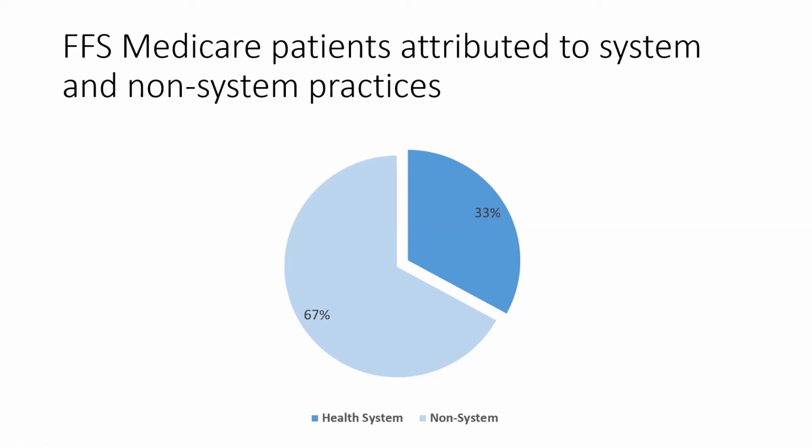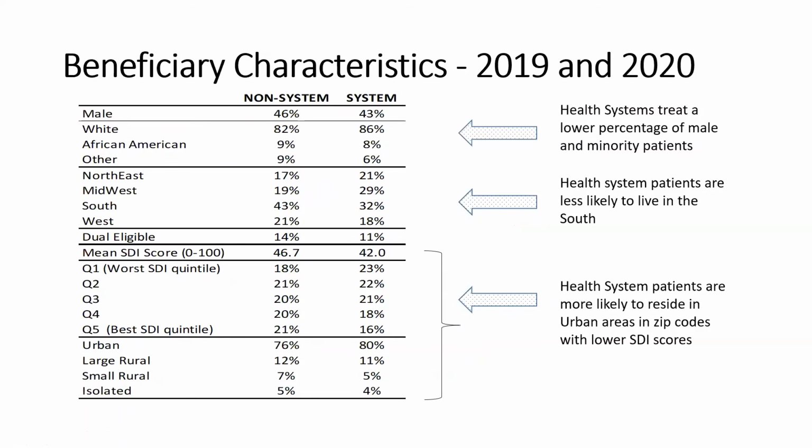So that's about 2/3 of the patients. Just to show you a little bit of the characteristics of them, health systems treat a little bit of a lower percentage of male and minority patients than do non-systems. Health systems are far more predominant in, let's say, the Northeast of the country, and particularly in the Midwest. And non-system patients are much more likely to be in the South and in the West. So think of the North as being more system-oriented in the country and the South as being somewhat less system-oriented. And health system patients are far more likely to be in urban areas. That's not surprising because that's where you'll have groups of hospitals and doctors that will tend to come together.